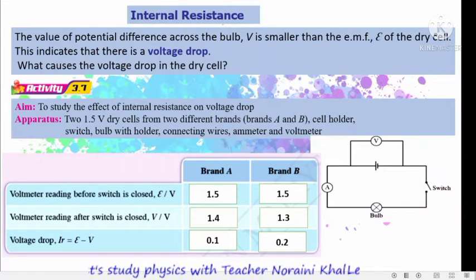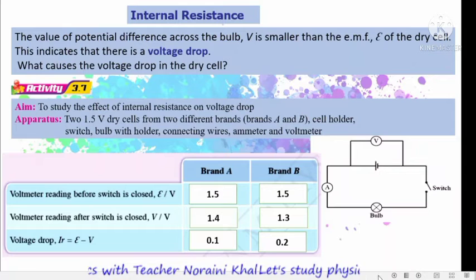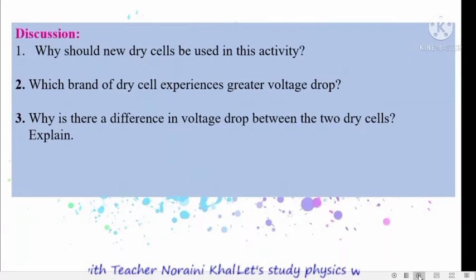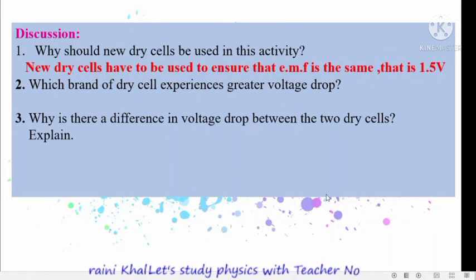So what caused the difference in the reading? Why does brand B show larger voltage drop compared to brand A? Let's discuss some questions under this activity. Why should new dry cells be used in this activity? New dry cells have to be used to ensure that the EMF is the same, that is 1.5 volt.